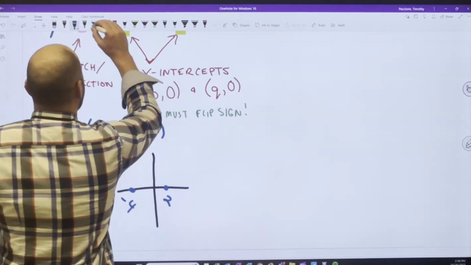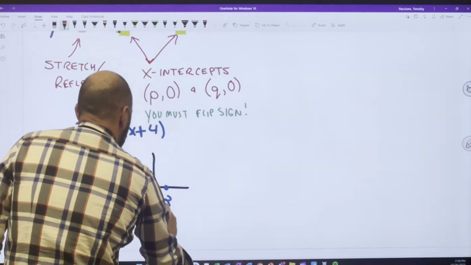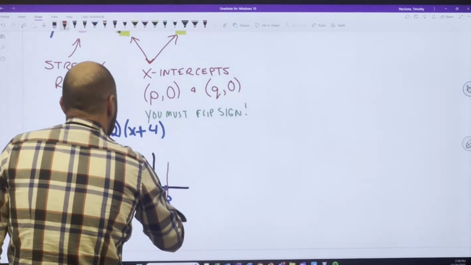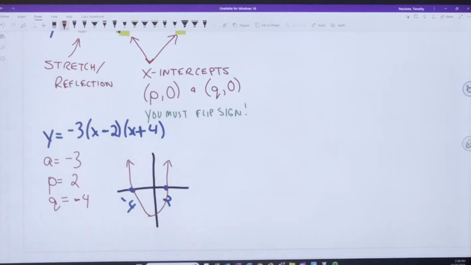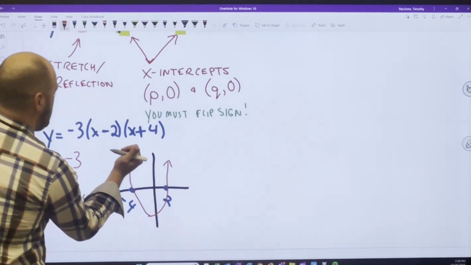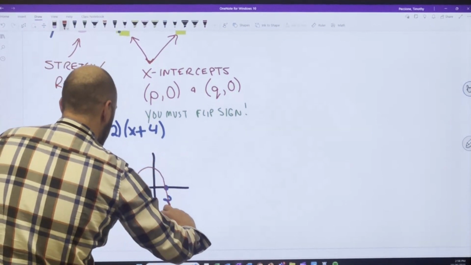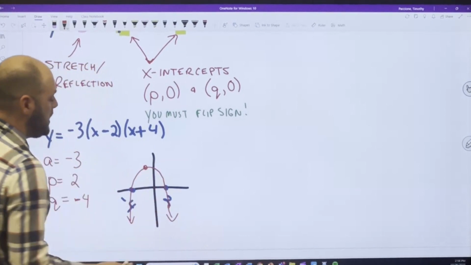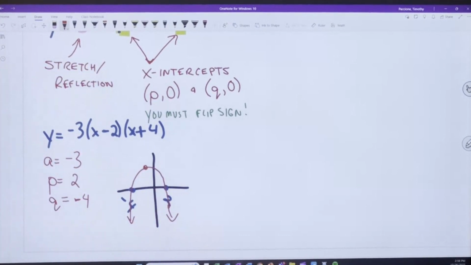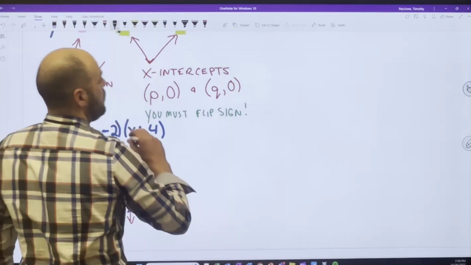Your graph would look something like that. Actually, no, it's a negative, so it would be flipped down. We're going to talk about how to find the vertex on the next page. But just in terms of your sketch right now, negative 4 and 2, and your vertex will be somewhere in the middle. We're going to add to that on the next page, don't worry. Before we go to the next page, there's a few different scenarios we want to talk about. There's 3 of them.